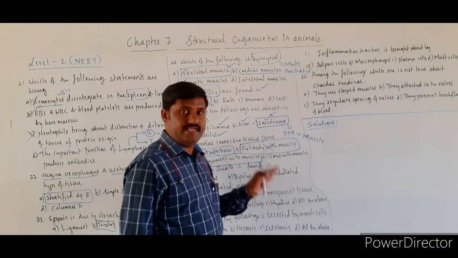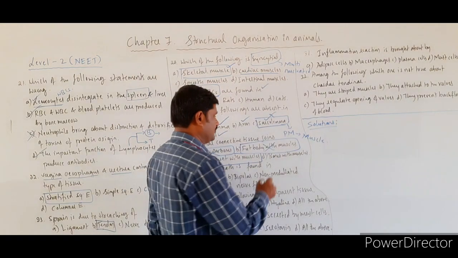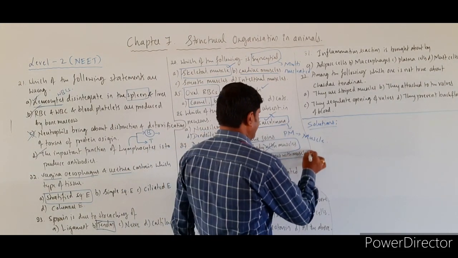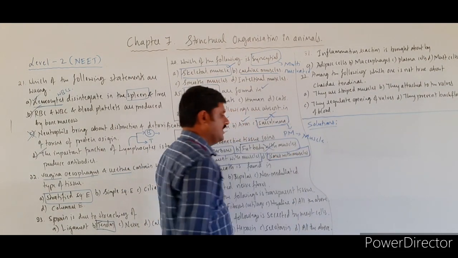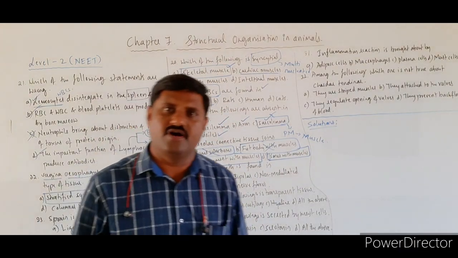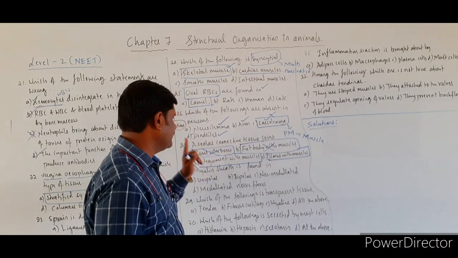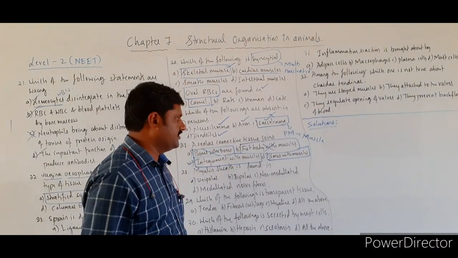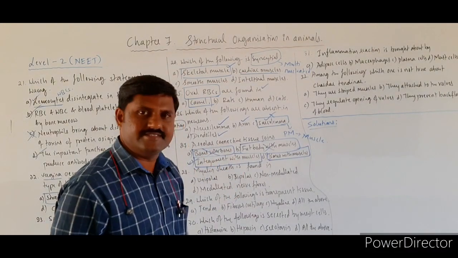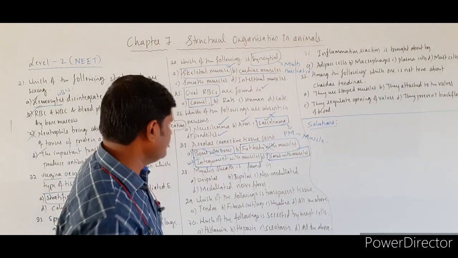And what is D? We'll have to analyze that one also. Bones with muscles are connected with the help of the tendons, right? Tendons are there, ligaments are there. This is areolar tissue. That's why option C is the correct answer for this question.